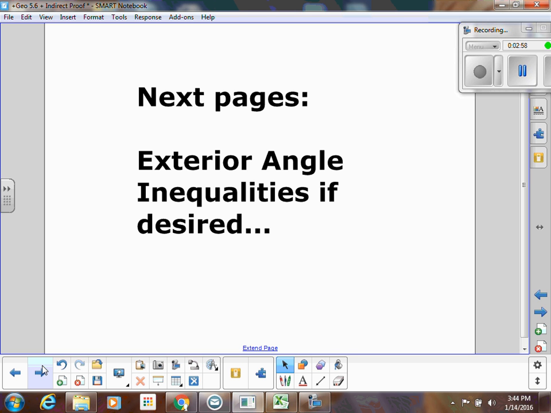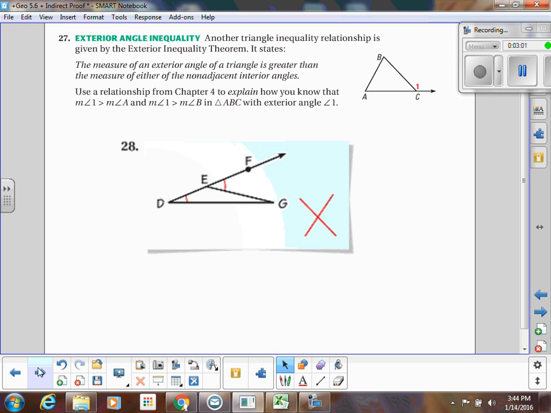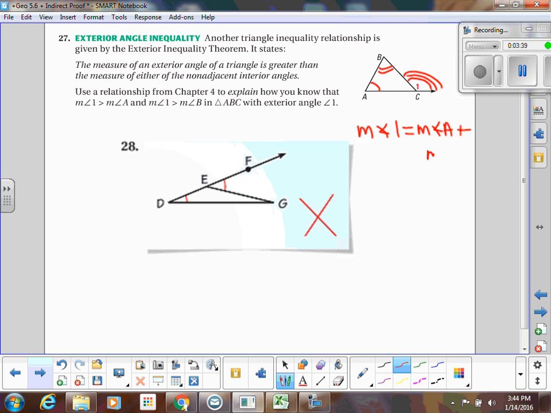So now let's look at the exterior angle inequalities. Okay, this is actually in our book, and it says if the measure of an exterior angle of a triangle is greater, if you remember we talked about exterior angles, we're talking about this one here, is greater than the measure of either of the two non-adjacent interior angles. So they're talking about angle A or angle B. So angle 1 always has to be greater. And if you think about it, doesn't that make sense? Because didn't we say the measure of angle 1 is equal to the measure of angle A plus the measure of angle B? So the measure of angle 1 has to be bigger than either one individually.